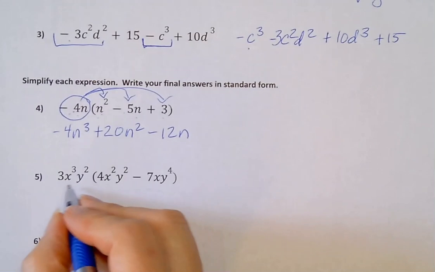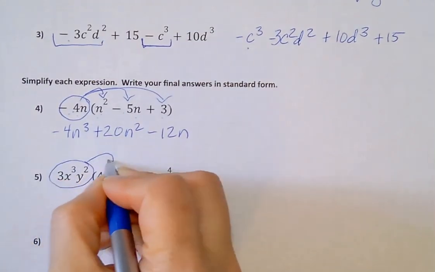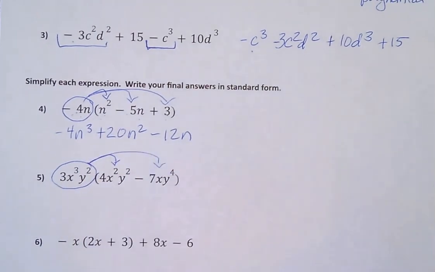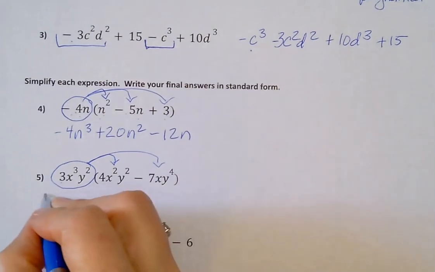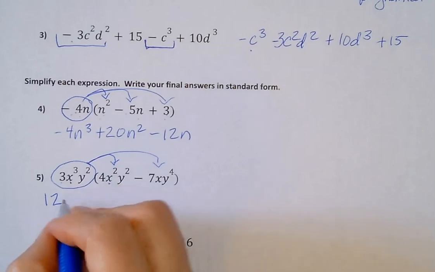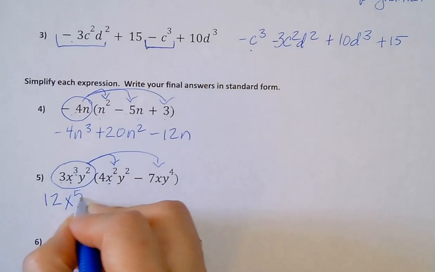Okay. 3x cubed y squared. Just one monomial that's going to be multiplied using the distributive property. So I'll multiply together what I can. I can multiply numbers together, 3 times 4, and I get 12. I have x to the third times x squared, so I'm going to keep my base and add those exponents. 3 plus 2 is 5.